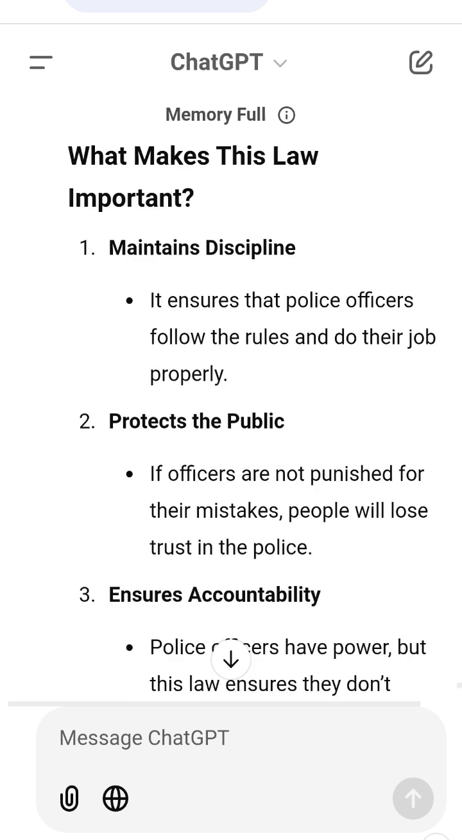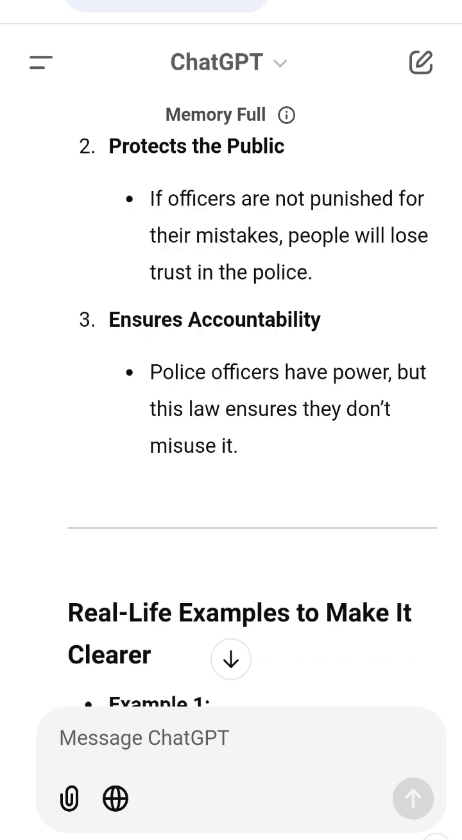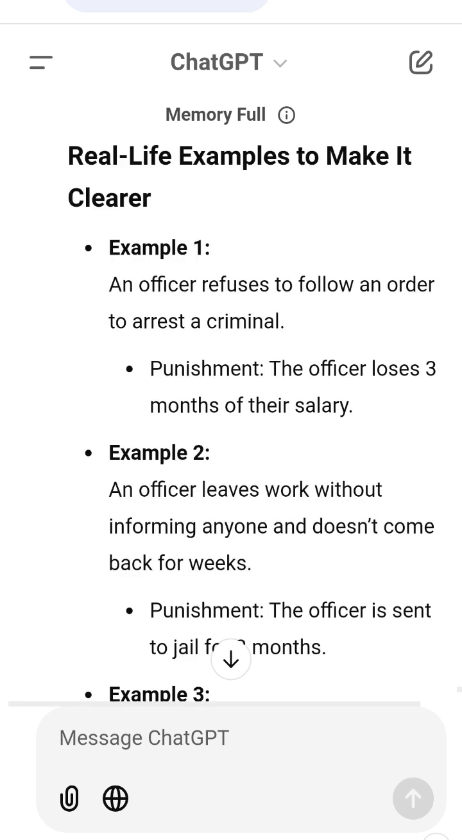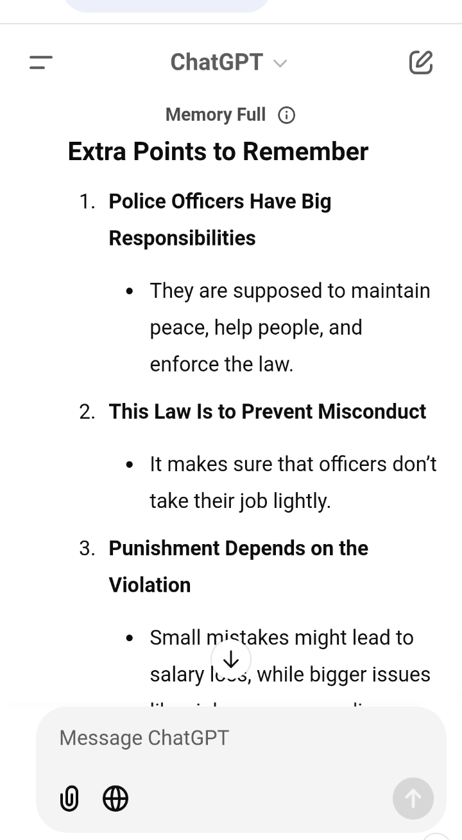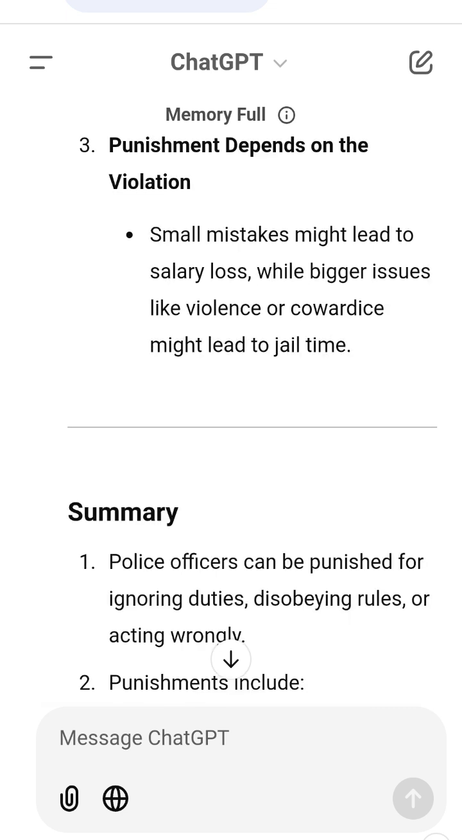Extra points to remember. 1. Police officers have big responsibilities. They are supposed to maintain peace, help people and enforce the law. 2. This law is to prevent misconduct. It makes sure that officers don't take their job lightly. 3. Punishment depends on the violation. Small mistakes might lead to salary loss, while bigger issues like violence or cowardice might lead to jail time.